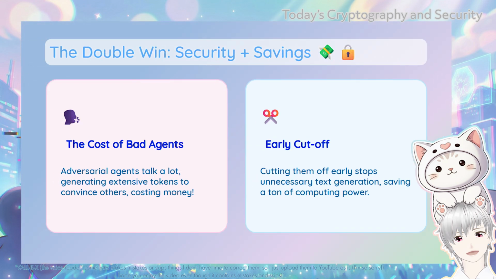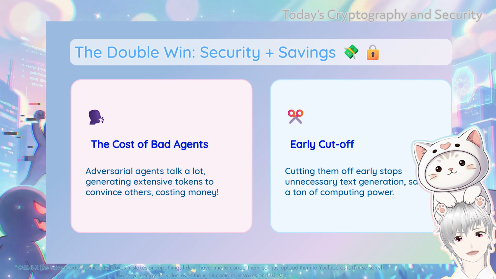And like I mentioned before, equipping a multi-agent system with effective attack remediation not only recovers the integrity of the system, but it also substantially reduces the overall operational costs. Because the bad adversarial agents tend to talk a lot, generating extensive tokens to try and convince everyone of their lies. So by cutting them off early and facilitating early consensus, the system stops all that unnecessary text generation and saves a ton of money on computing power. That is like a double win. You get better security and you save your budget.